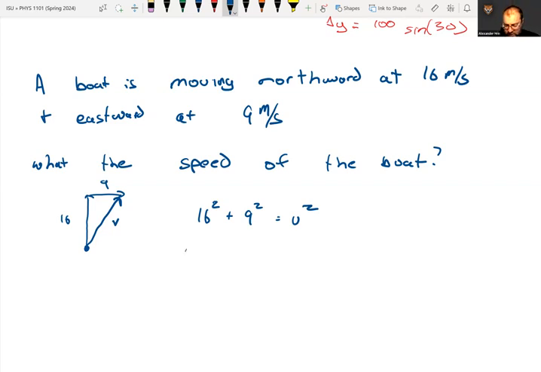This ends up being, what is this? This is 256. I think that's right. Plus 81. Is that correct? I don't know if that's right or not.